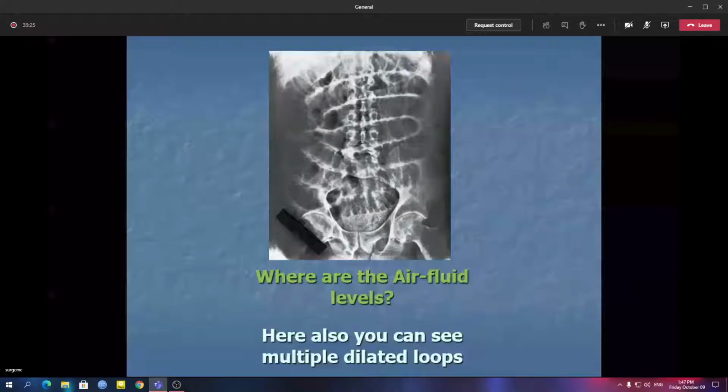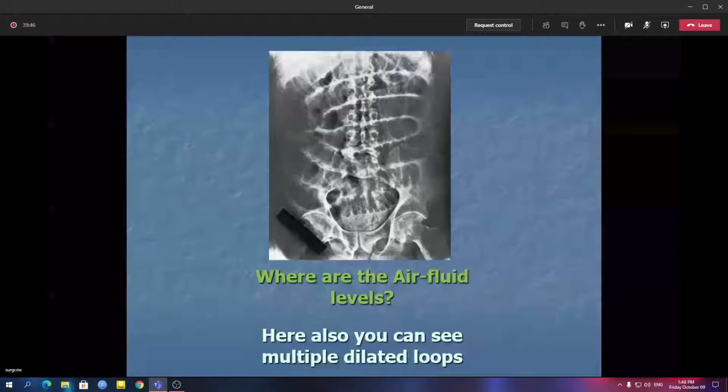Got my point? So how will we understand whether it is supine or erect? You are not supposed to understand. I am just giving you an example. I told you at the start of the discussion that in supine films, air fluid levels are not usually seen. Remember, this is an example of an intestinal obstruction.